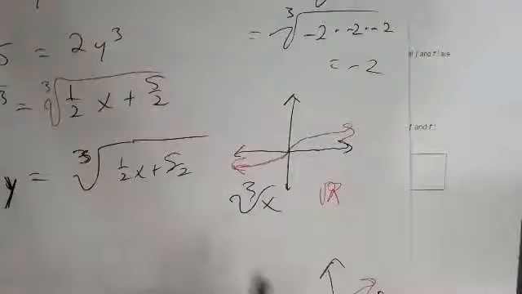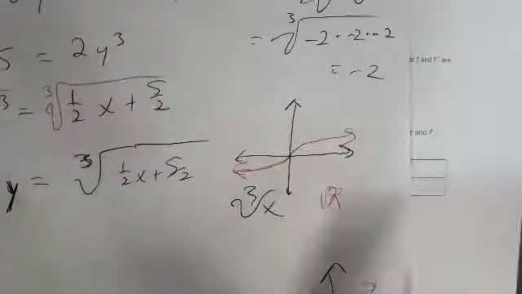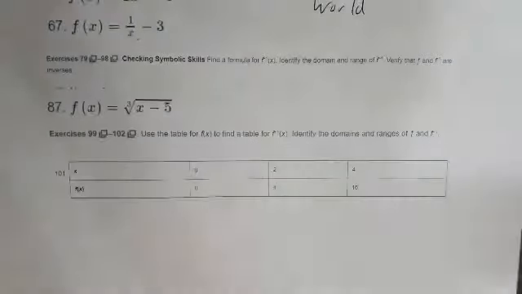So I'll give you a hint. X cubed minus 5 looks like this thing moved to the right 5. It's just like this shifted to the right. It's just a right or left shift, right?